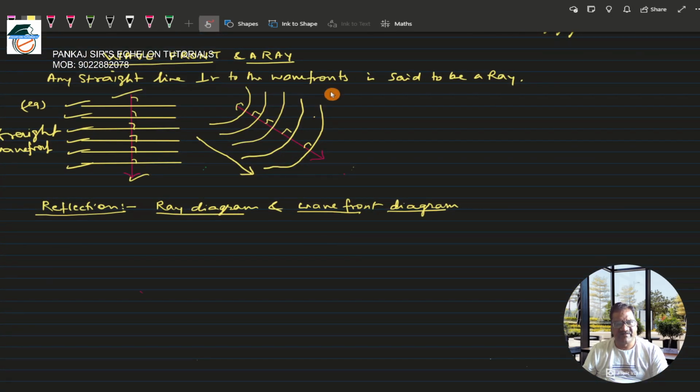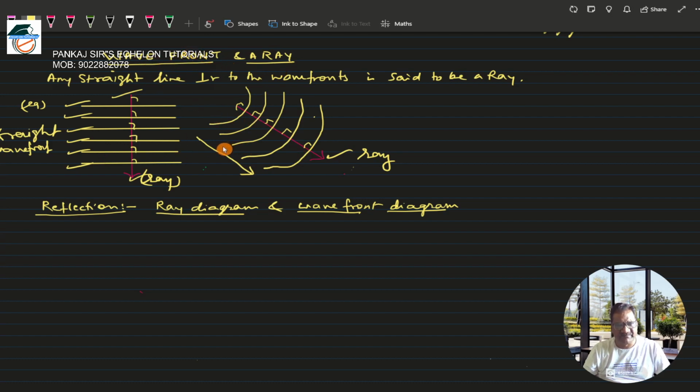Now, wavefront and a ray. As I told you, wavefront and ray are related. How do you know? Suppose you can see these tick marks that I have made. These are the wavefronts, straight wavefronts. And if I draw a red line which is cutting all these wavefronts at right angles, then this red line is known as a ray of light. So a ray of light and a wavefront are associated with each other. Here also you can see this is a ray of light, and this wavefront is a circular wavefront. The ray of light will be cutting all these wavefronts at 90 degrees. Is that clear?